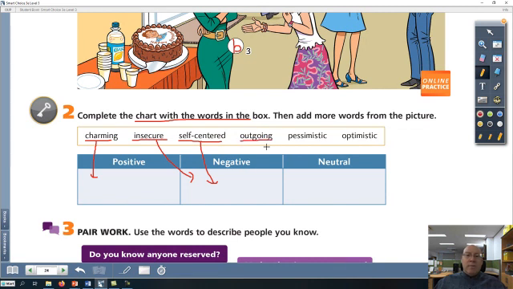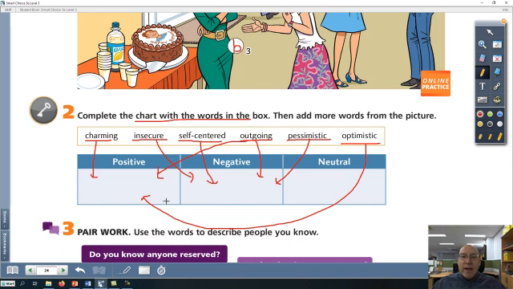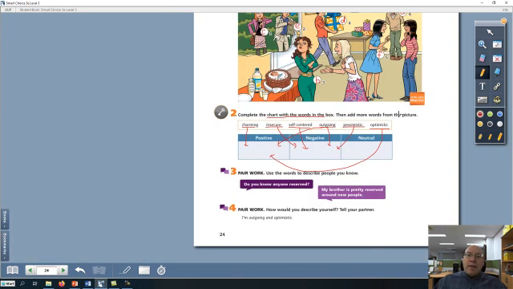Somebody who's outgoing, people tend to think that's a positive characteristic, but some people think it's a negative if you're too outgoing, especially these days. If you're outgoing, you could cause some problems. Pessimistic, as we said, is a negative characteristic, and optimistic is always positive, over here in the positive category. Okay, so there you go.